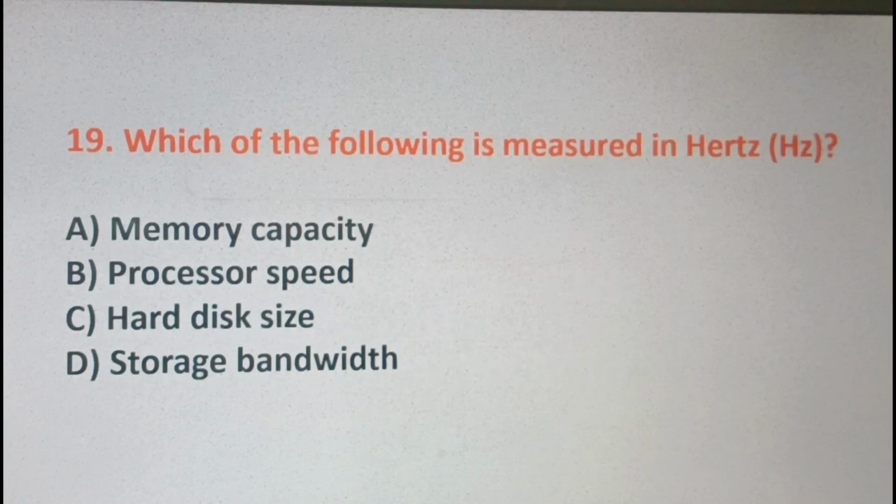The next question, which of the following is measured in hertz? Memory capacity, processor speed, hard disk size, storage bandwidth. The correct answer is option B, processor speed.